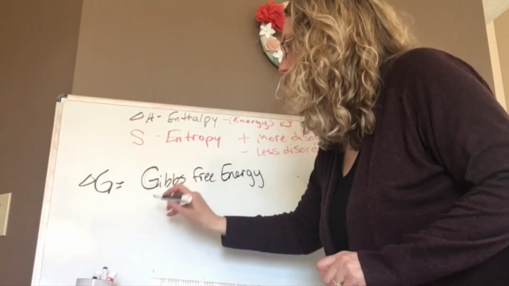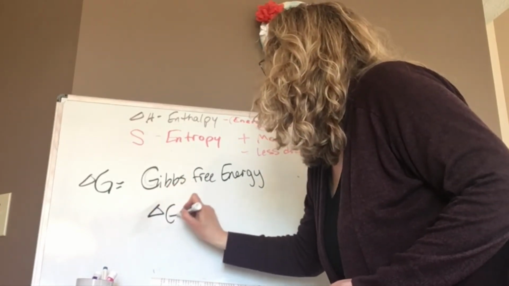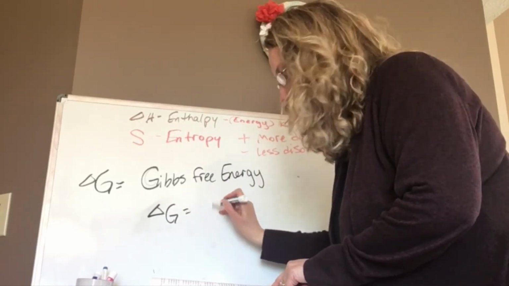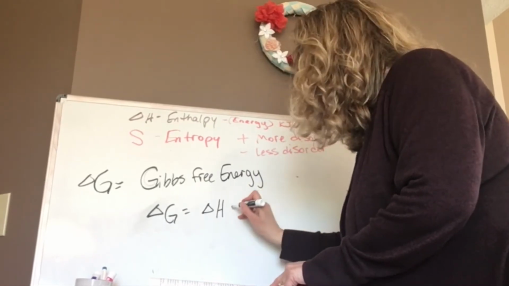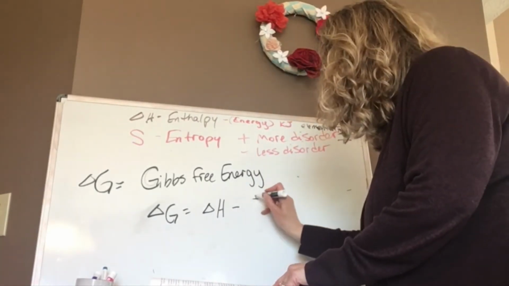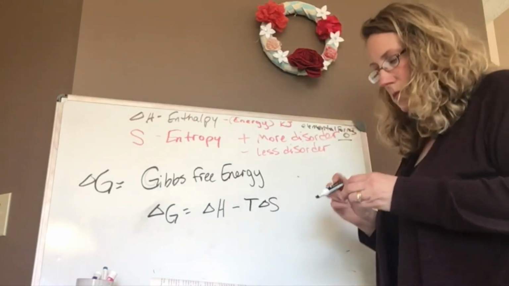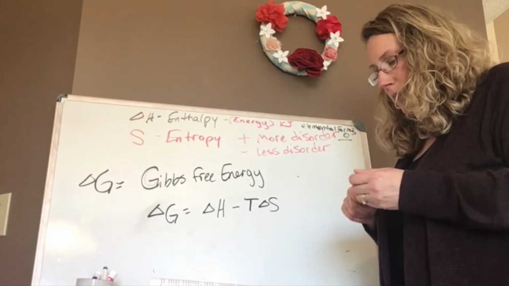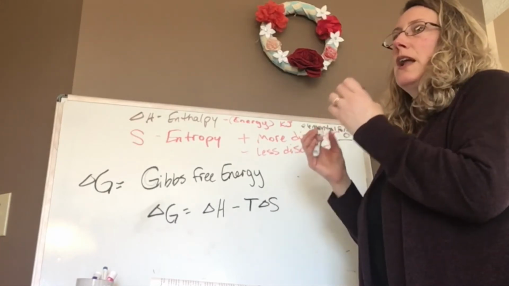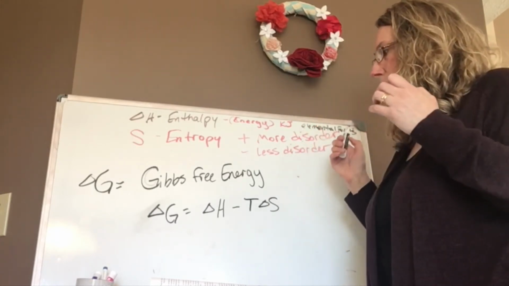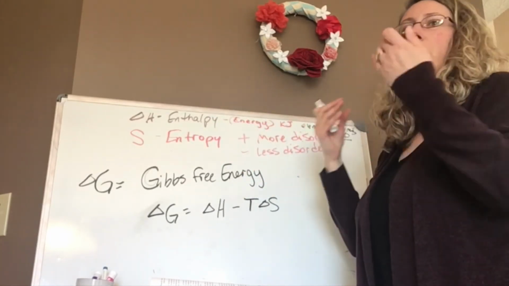Okay, so your delta G, delta doesn't look like a delta, your delta G is your enthalpy, delta H, minus temperature times your delta S. What does that mean? If I want these two things to mix together and actually react together, I need to figure out how much energy is going into it and if I'm getting more ordered or less disordered.